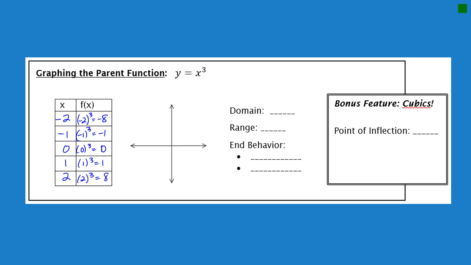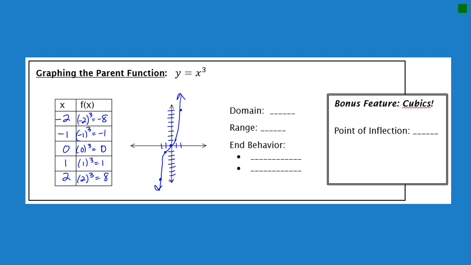So it's similar to quadratics where you have the same numbers, but now they're opposite signs. And that's kind of what makes it look like a parabola where one side is flipped upside down. So I'm going to graph these. So here's -2, -8, -1, -1, 0, 0, 1, 1, and 2, 8. So this is what the graph looks like for the parent function.